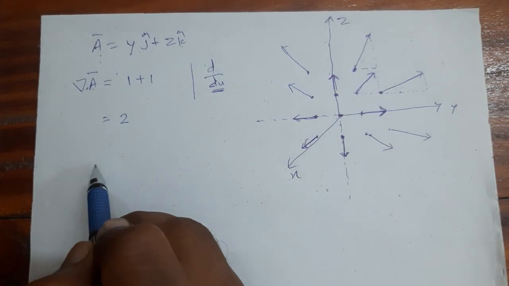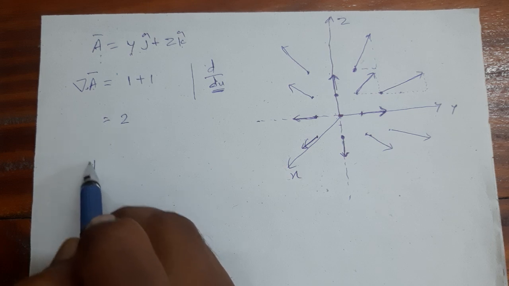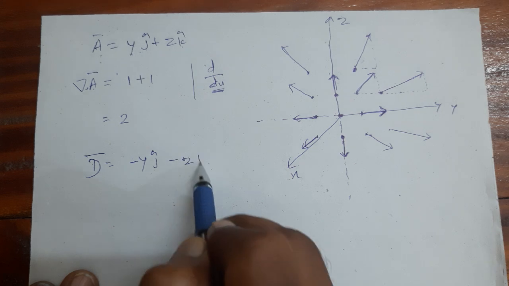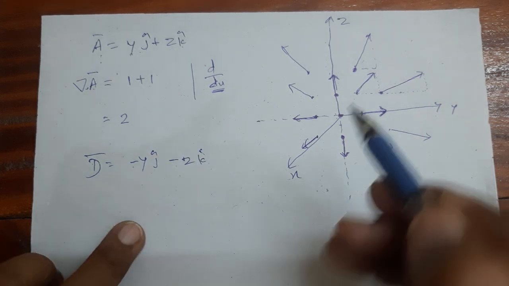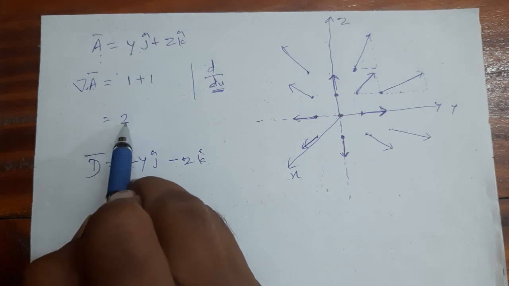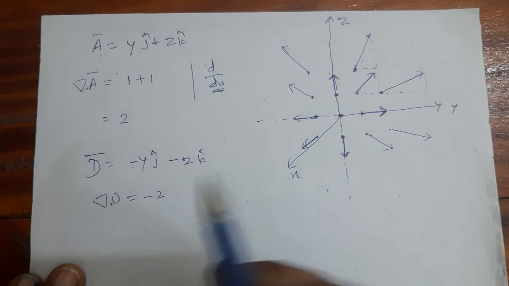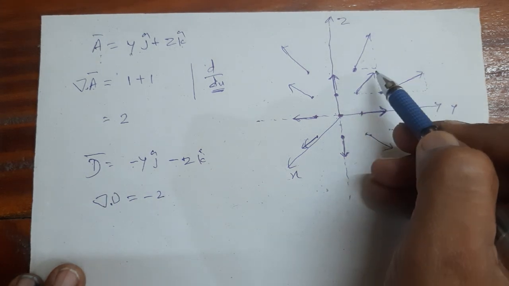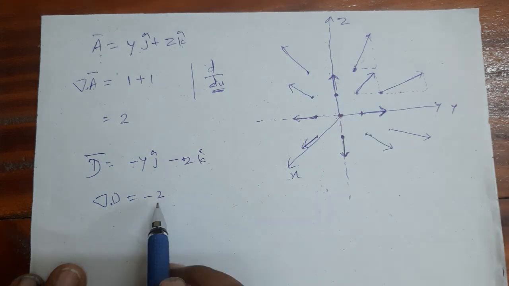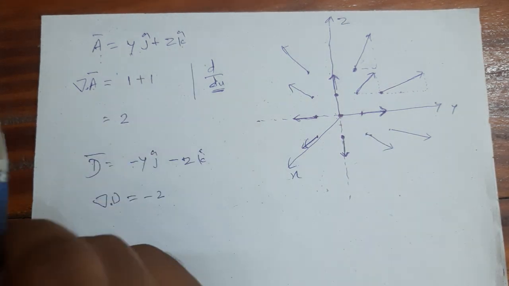Now think about one more function. Say, for example, let D bar be equal to minus y j cap and minus z k cap. Then the negative sign indicates that we have to invert the directions of the vectors, and immediately this 2 becomes minus 2, correct? Therefore the divergence of D is equal to minus 2, and you will realize that the field lines are converging towards a particular point with a convergence of 2, whereas earlier the divergence was 2, meaning they were diverging.